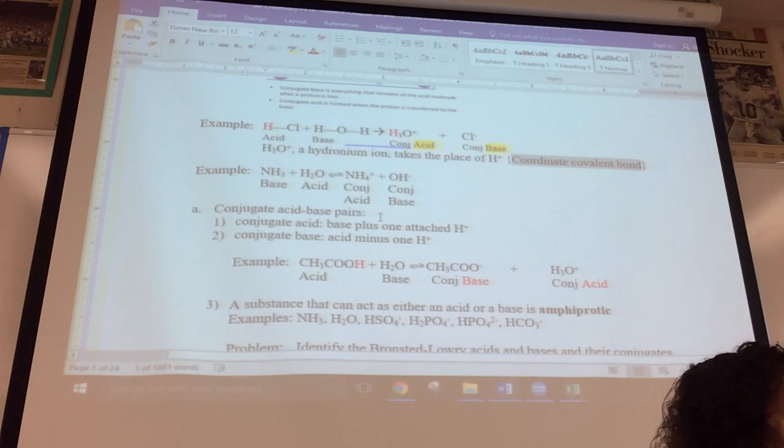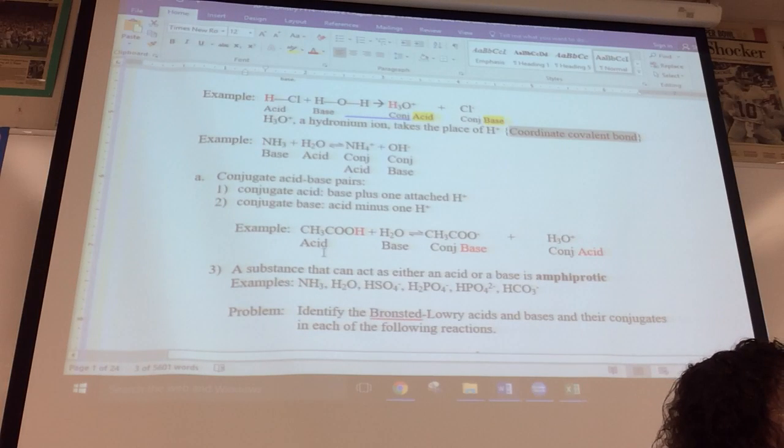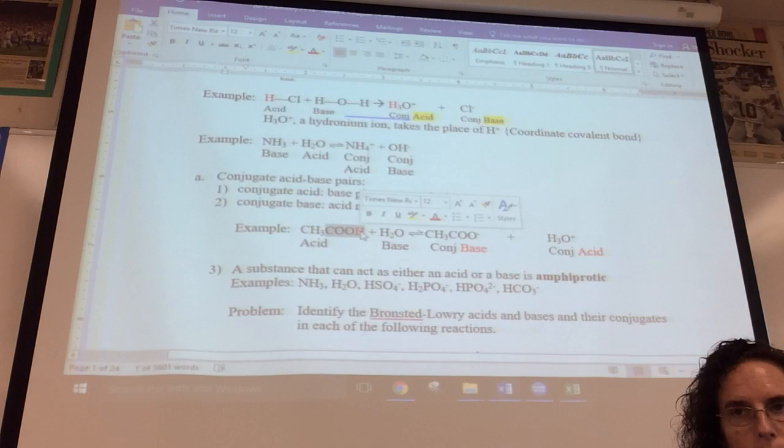And another example here, that's actually the one I drew out. So you want to be comfortable with these conjugate acid-base pairs. Here's acetic acid acting as an acid, donating its proton to the base. Keep in mind when you have these CO2H groups, the donatable proton is off that group. Okay?